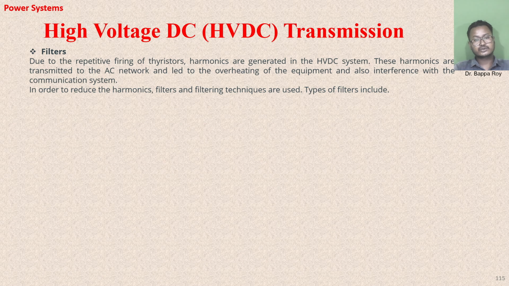So in order to reduce harmonics, filters and filtering techniques are used. Types of filters include AC filters, DC filters, and high frequency filters. AC filters are made with passive components. They provide a low impedance shunt path for AC harmonic currents. Tuned as well as high pass filter arrangements are generally used in this HVDC system.